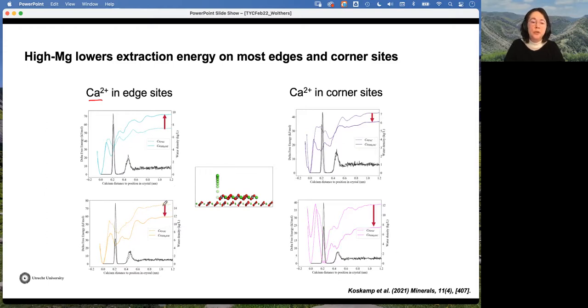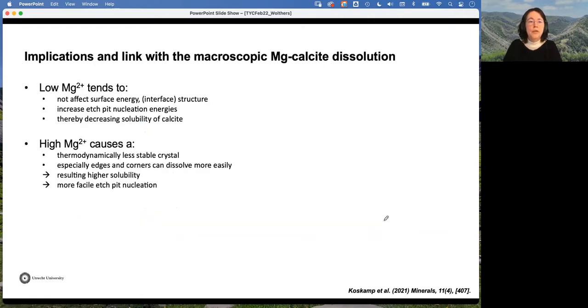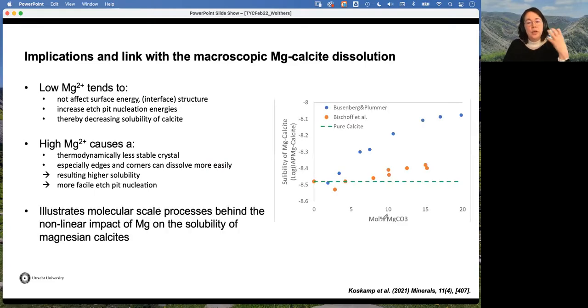And in the obtuse edges, we see that it takes less energy to extract the calcium from the edges. And both corners, obtuse and acute, are also showing that the pure needs more energy, and so it's decreased by the magnesium presence in the surface. So in 3 of the 4 types of locations, the dissolution is easier in the high magnesium crystal. And so I said that the idea of this work was to get an understanding of the nonlinear impact of magnesium in the solubility of calcite, and that's plotted in this graph.